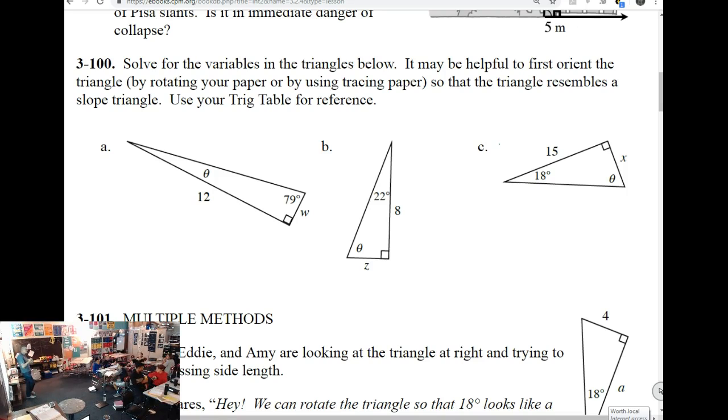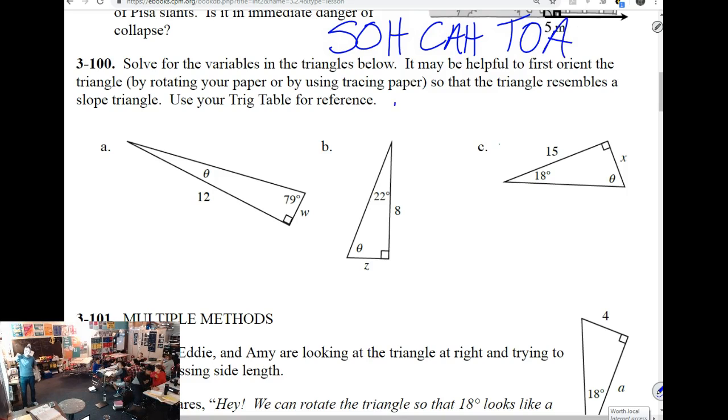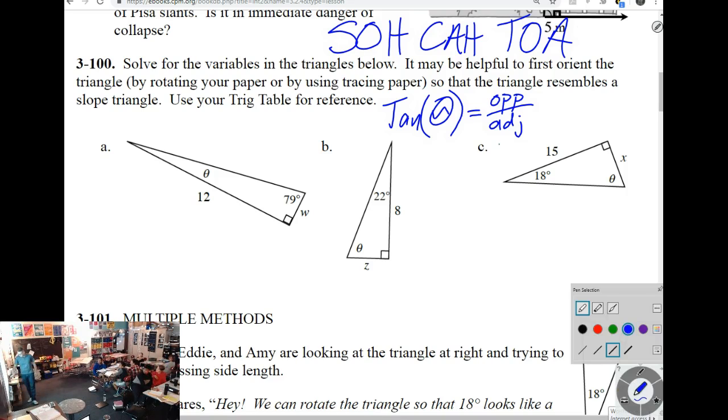Now this is where SOHCAHTOA comes in. When you have a firm grasp on SOHCAHTOA, you don't need to rotate things because you're more familiar with it. So all you really care about right now is the TOA part of it, but SOHCAHTOA is this. What we talked about yesterday is that this really means tangent of the angle that you're looking at equals the opposite side over the adjacent side.